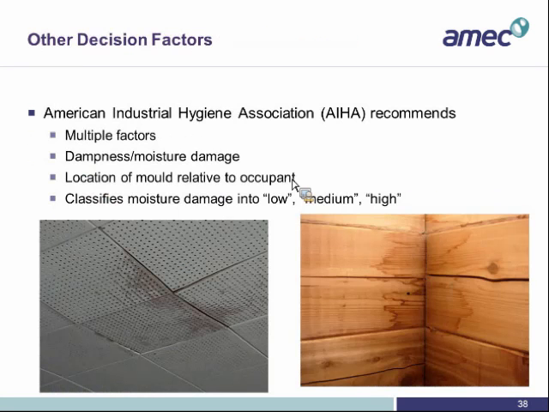So AIHA does things a little bit differently. They look at multiple factors, including size, but they look at dampness and moisture damage as well. They also look at the location of the mold relative to the occupant. They classify the moisture damage into low, medium, and high.